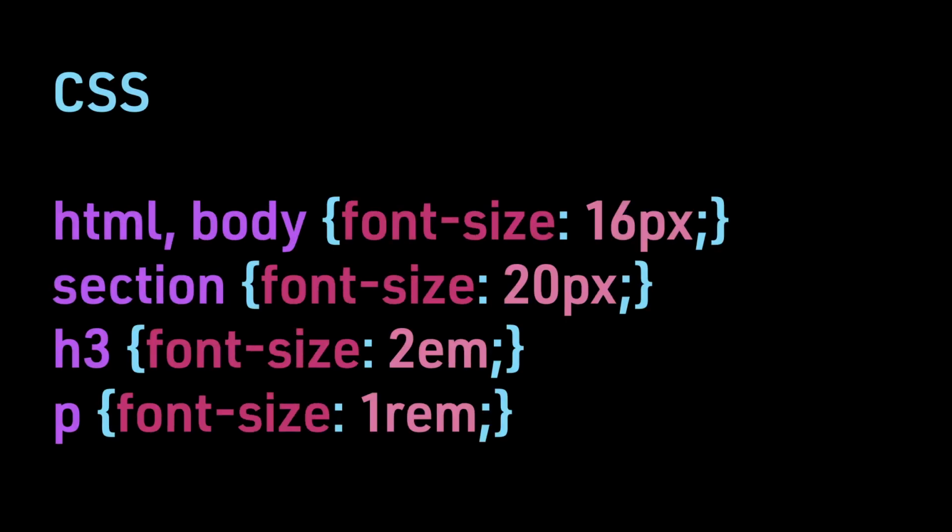HTML body, we have set the font size to 16 pixels. Section, font size is 20 pixels. H3, font size 2 M. P, font size 1 rem. We use 16 pixels as the root HTML font size to reflect the standard size we determine from the points to pixels conversion. However, we can set this to whatever we want.